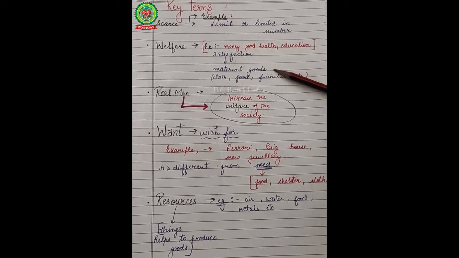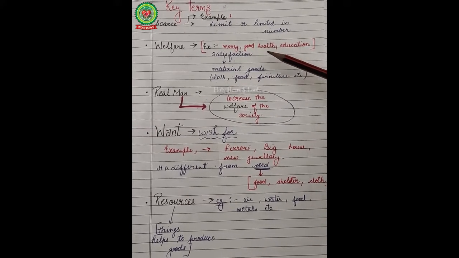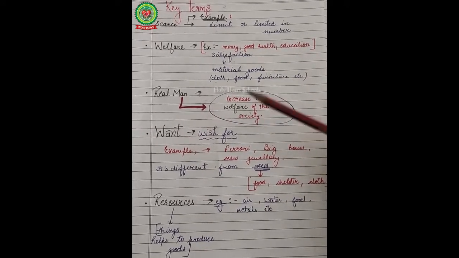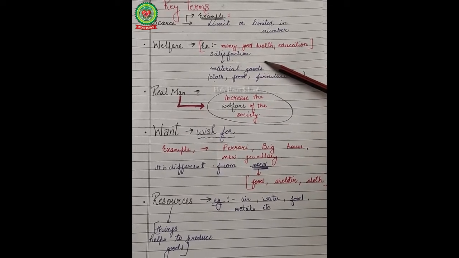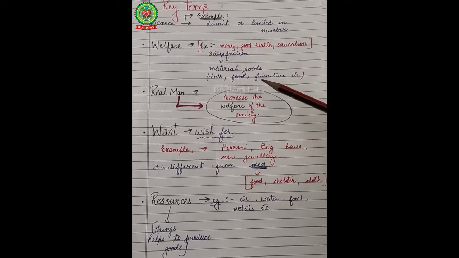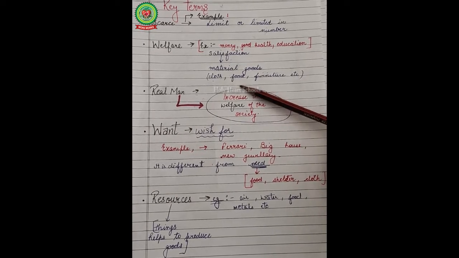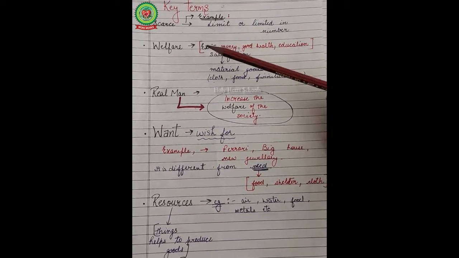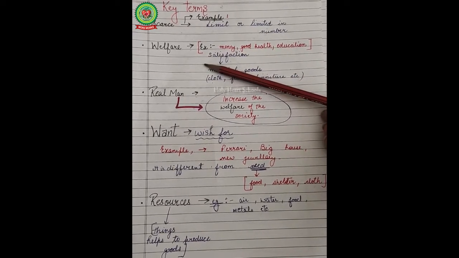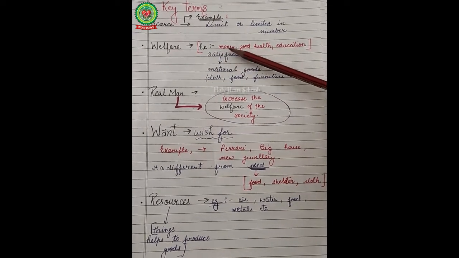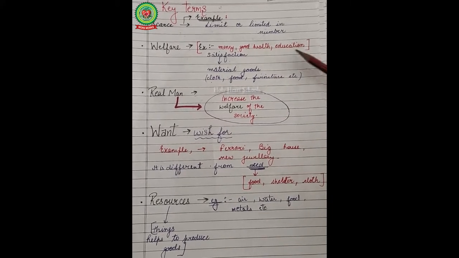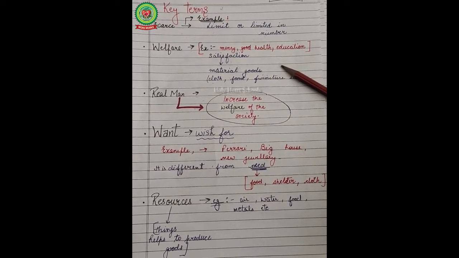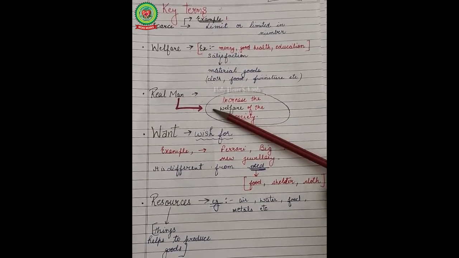Next one is welfare. Welfare means satisfaction by getting material goods, and material goods are things that can be seen and touched, as I told you the previous day. So material goods like clothes, food, furniture, when we get all these things, then we are at a point of welfare, meaning satisfaction of money, good health and education, then we are in a welfare state.